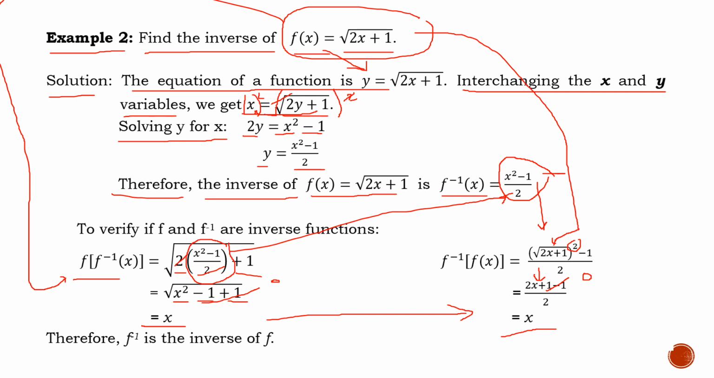Meaning to say, your f raised to negative 1 of f of x is now providing us the same value which is equal to x, meaning to say that f raised to negative 1 is the inverse of your f function here.